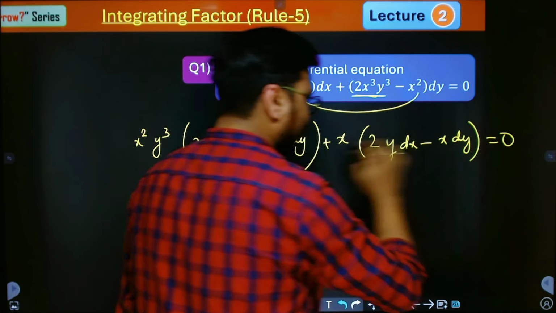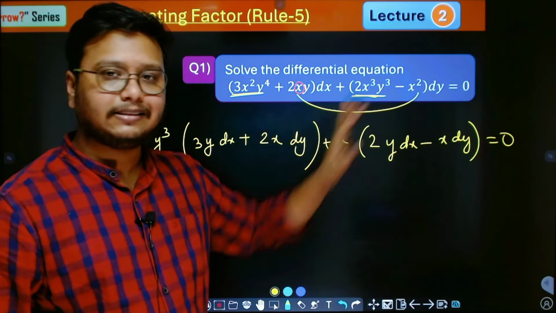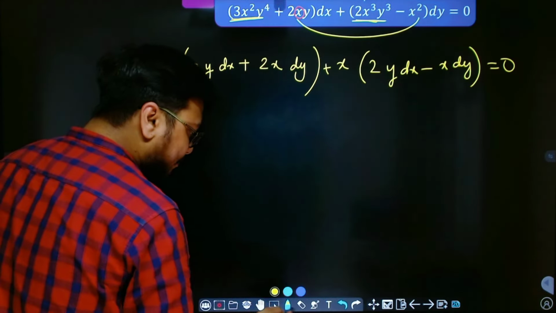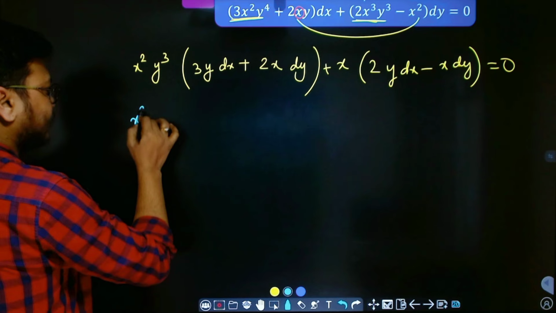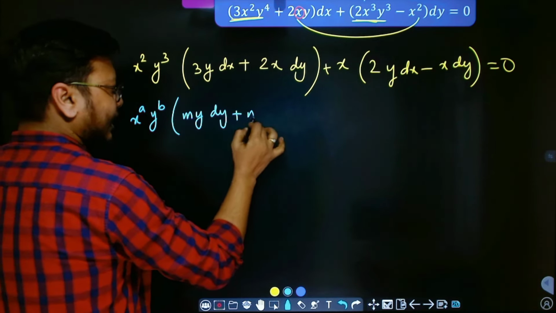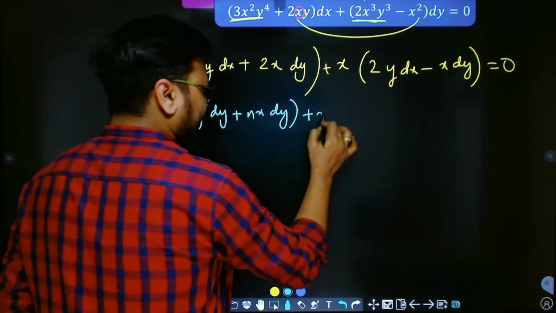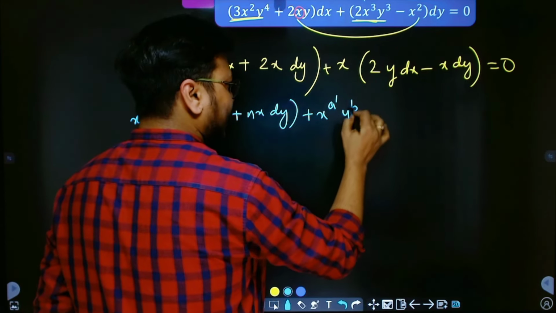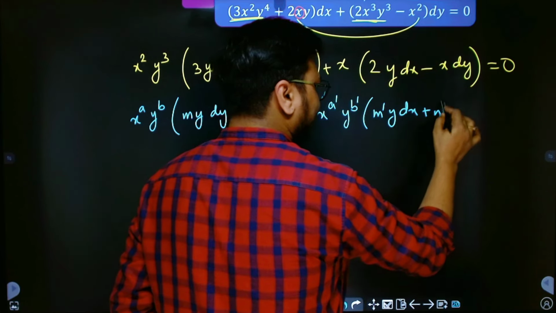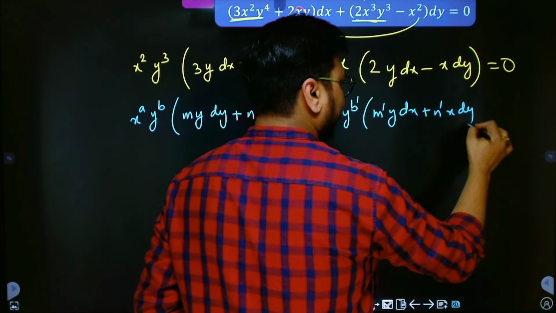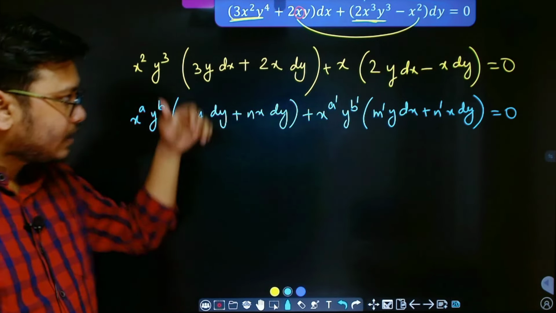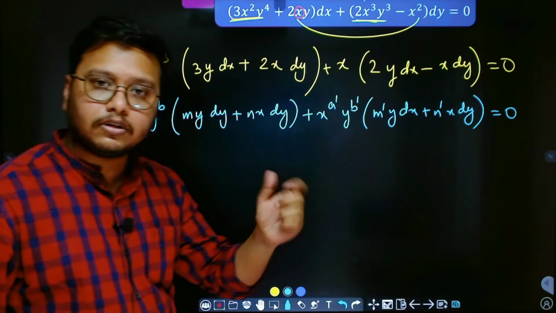So you can see if you multiply this, you're going to get this term and this term, right? Now see, this is completely matching with our format, which is x to the power a, y to the power b, (m y dx plus n x dy) plus x to the power a dash, y to the power b dash, (m dash y dx plus n dash x dy) equals 0. It's completely matching with the format. So let's compare these two and find out the constants.